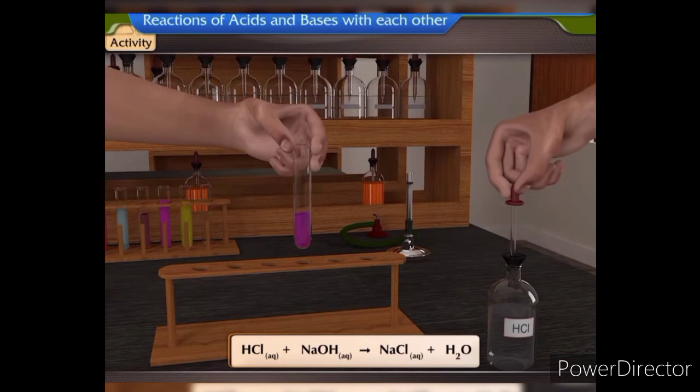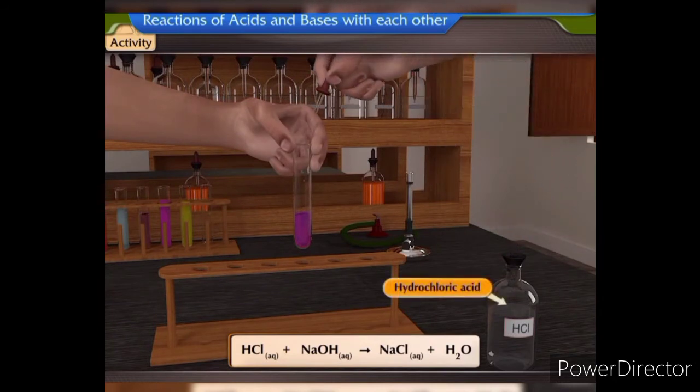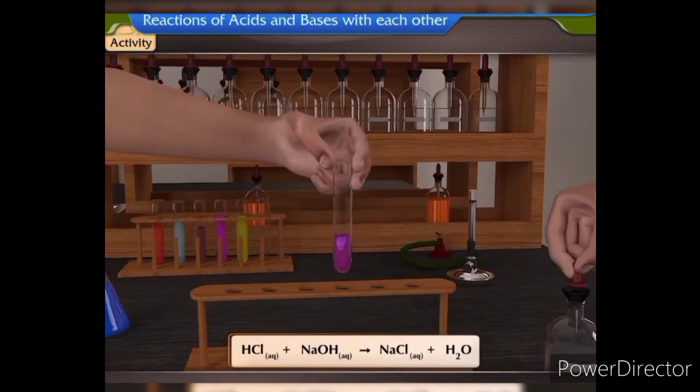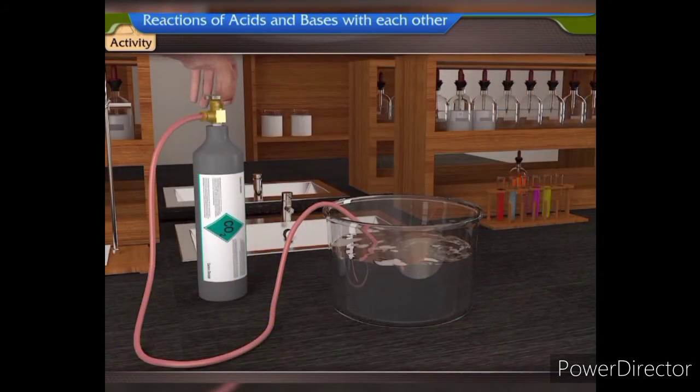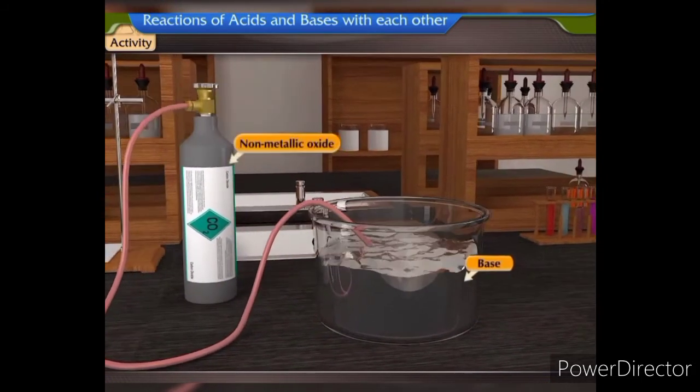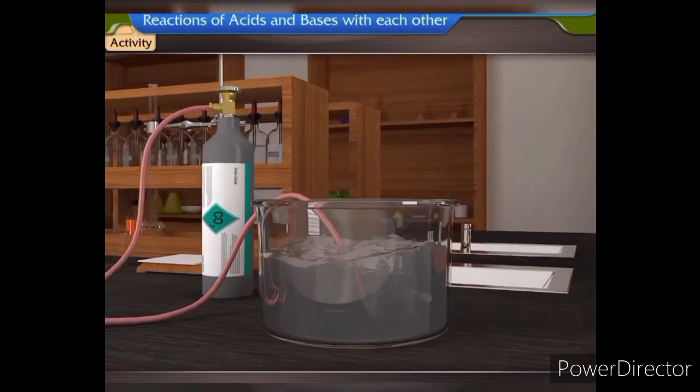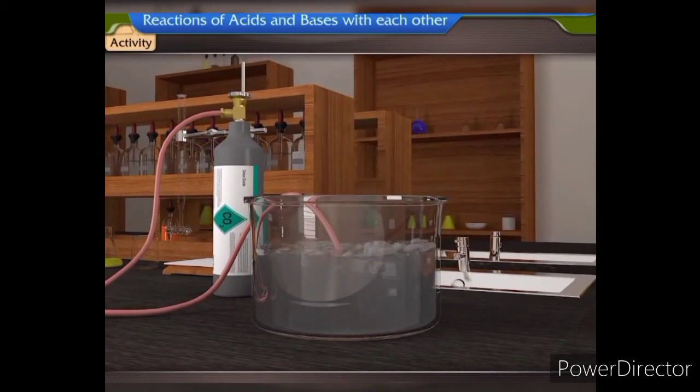Let us see what happens when we add hydrochloric acid to this solution. The color of the solution changes from pink to colorless. This happens because the solution now has excess of hydrochloric acid. This reaction between an acid and a base to produce salt and water is called a neutralization reaction. This also means that the reaction between a base and a non-metallic oxide which is acidic in nature is called a neutralization reaction.